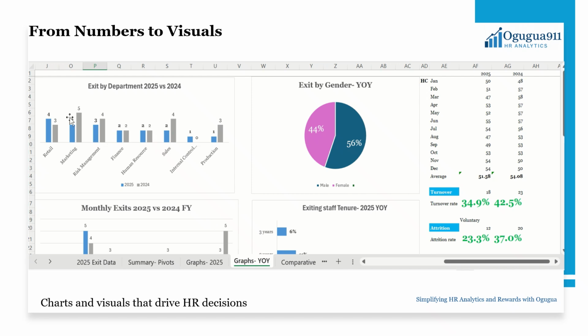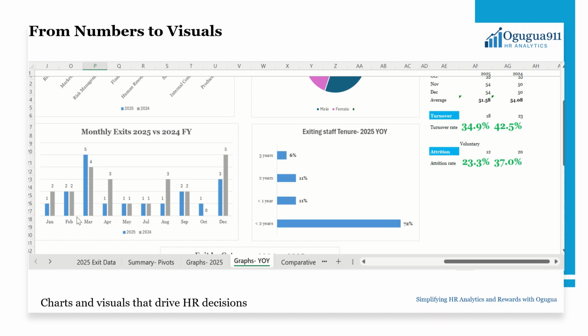So you can see that we have visualized exit by department to show what it was in the previous year. Retail had the highest at 4 in 2025, in 2024 they had it at 3, and marketing has now gone down from being the highest exit in 2024. So this helps you understand better as against just visualizing 1 year. You can see our year-on-year gender remains the same. So it means that there's really nothing to worry about gender exit here.